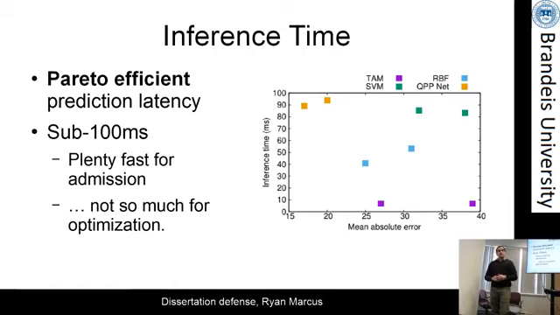So yes? Are times measured on CPU for both the deep neural networks and the other models? Yes, that's a good point. Deep neural networks, with their structure and so many matrix multiplications, naturally perform much better on specific hardware like GPUs. So it's possible that if we used a GPU, this inference time would go down.